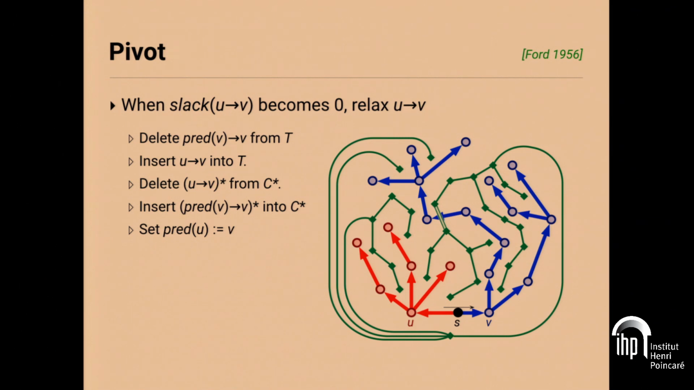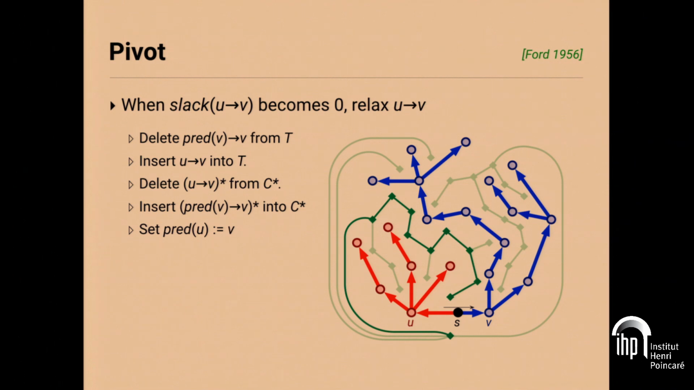But now I also need to update the dual spanning tree, and I do exactly the opposite. The edge that I added to the shortest path tree I remove from the dual, and the edge I remove from the primal I add to the dual. And now I have a new path that I need to check for the next active edge. And this is the set of new active edges.